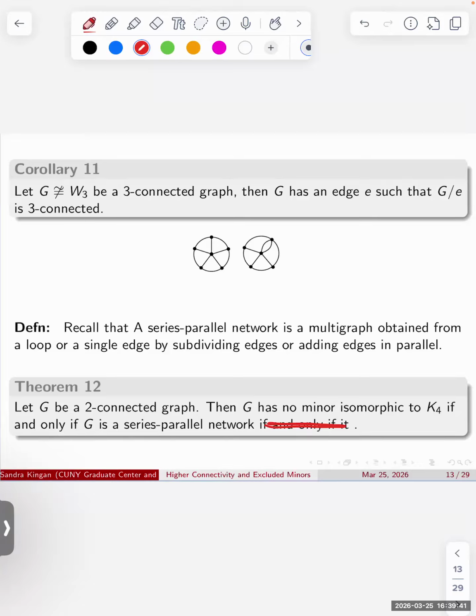So anyway, a series-parallel network that we talked about earlier is a multigraph obtained from a loop or a single edge by subdividing edges or adding edges in parallel. And after all this, we can characterize series-parallel networks. G is a series-parallel network if and only if it has no minor isomorphic to K4 or W3. And it was a natural question to ask what sort of graphs have no minor isomorphic to K4, because we did, and G has no minor isomorphic to K3.